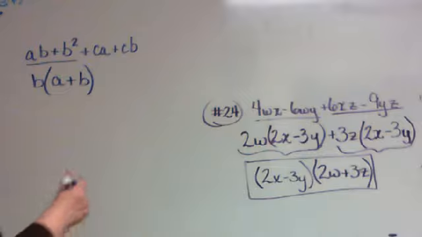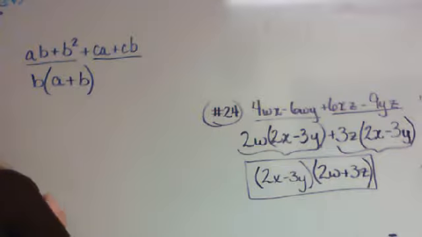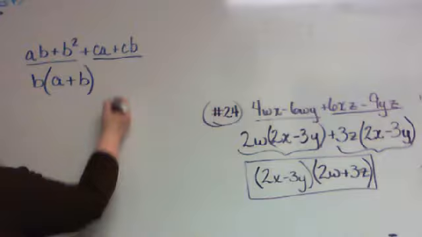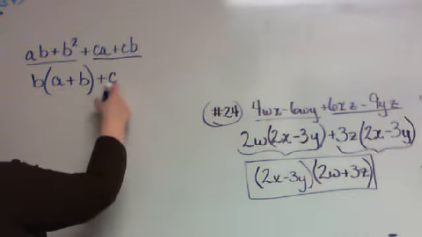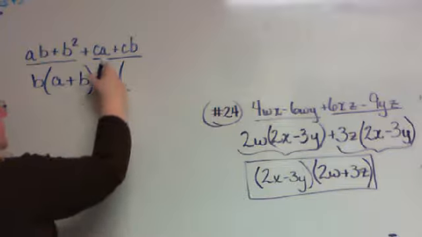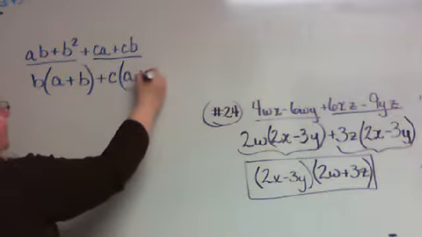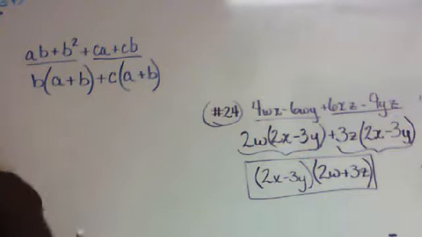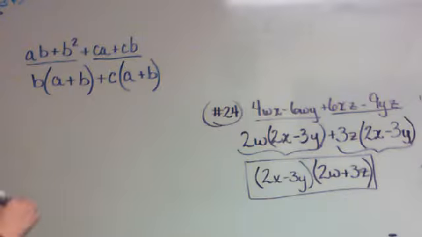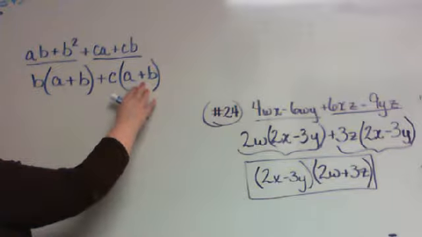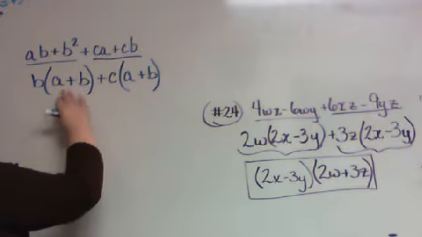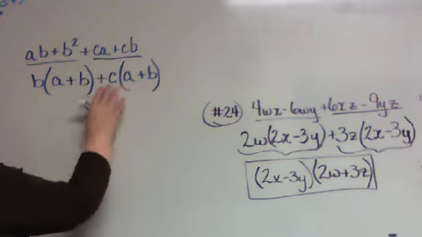Then I'm supposed to look at the last 2 terms and see if they have a GCF. Well, they do. It's a positive C. Make sure you always put the sign that's there. So since I'm taking a positive C out, that's going to leave me with an A here plus a B there. Now, because this has A plus B and that has A plus B, that means that I can take that GCF out of these 2 terms.